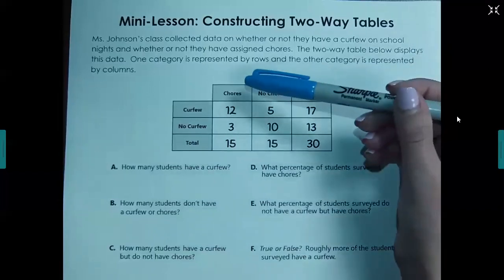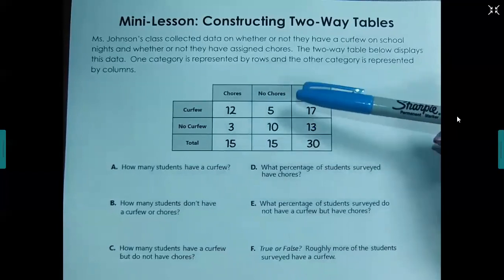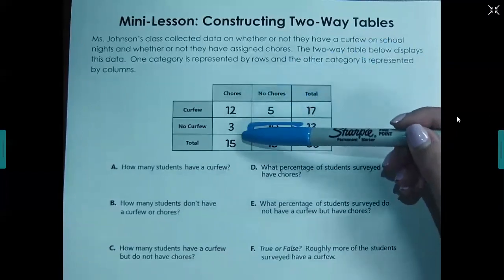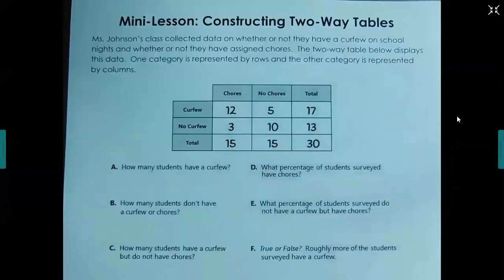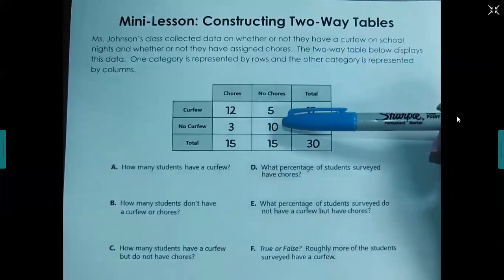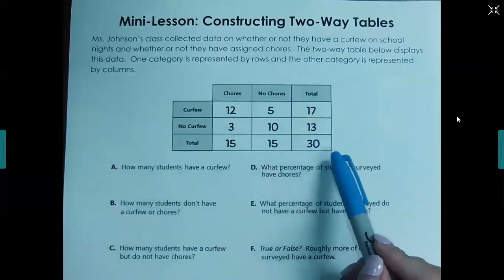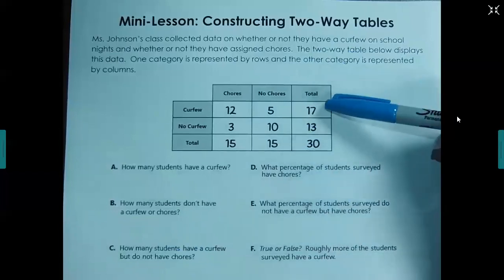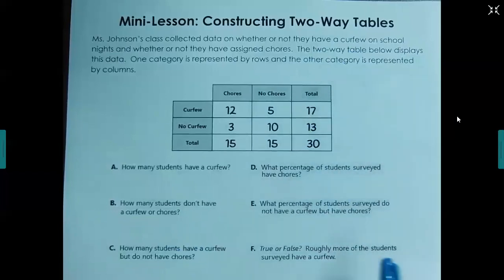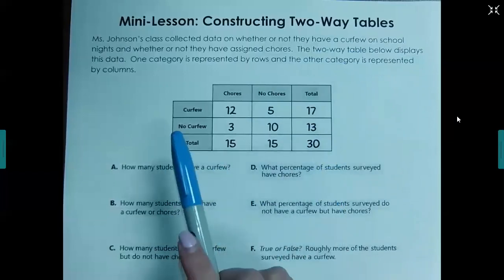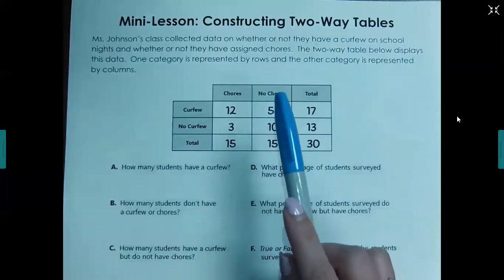Now what you'll notice is that the same relationship can go by columns. In this case, we're comparing chores to no chores. In her example, we have a total of 15 students with chores, and a total of 15 students without chores. No matter which way we read a two-way table, we can see that Miss Johnson has a total of 30 students in her class. 17 plus 13 equals 30, or 15 plus 15 equals 30. But we're looking at the table in two ways.